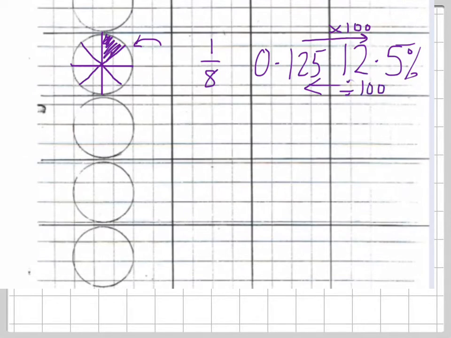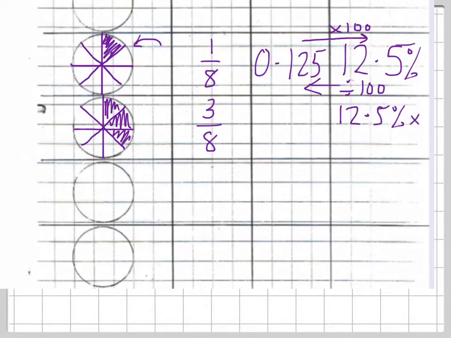So for the next one, we're going to pop a line down the middle and a line across and divide again into 8 equal pieces. I'm going to shade in 1, then I'm going to shade in a second one. Now that's the same as 1/4, so I'm not going to stop there. I'm going to shade in 3 to give me 3/8. Now if I take my 12.5% and I times it by 3, I will get 37.5%, and it will also give me a decimal of 0.375.